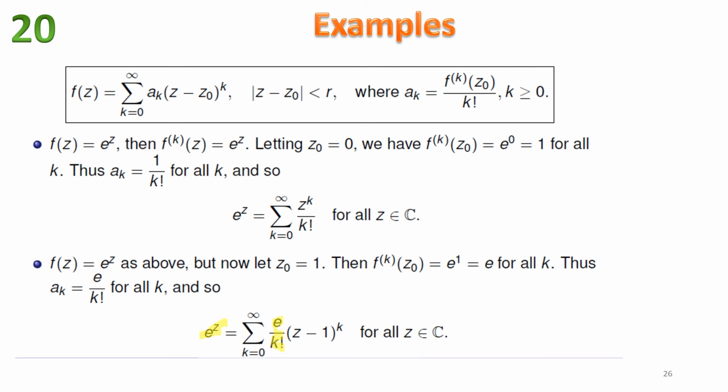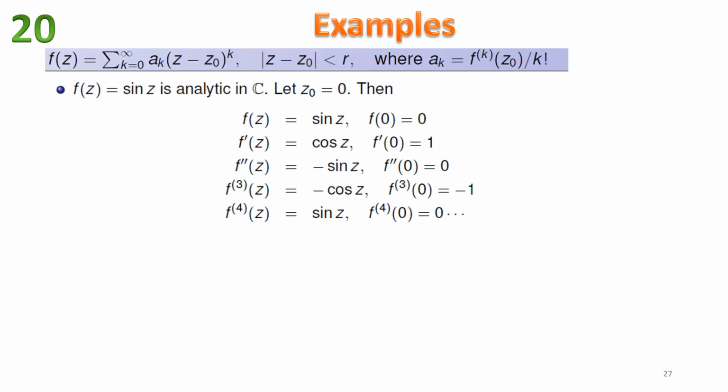So to write this series for z minus z0, here z0 being 1, we have written z minus 1 to the power k, and this representation holds true for the entire complex plane, and therefore we can have such an expression for the e to the z function.